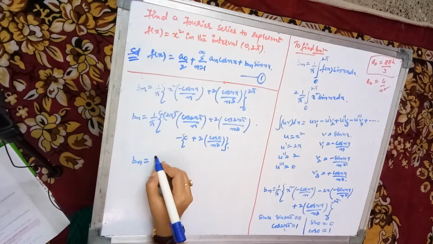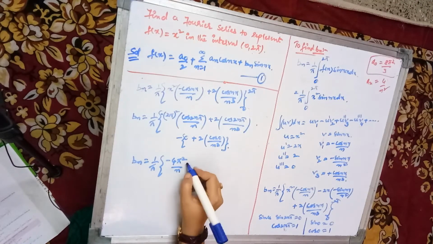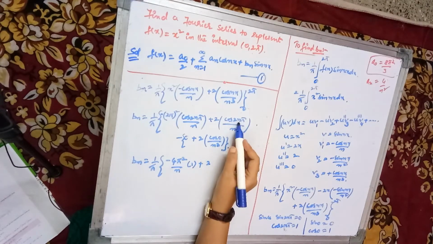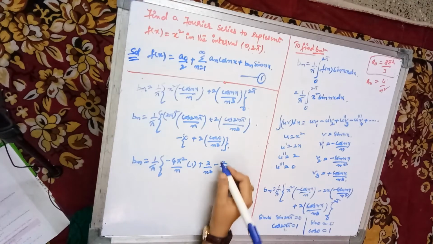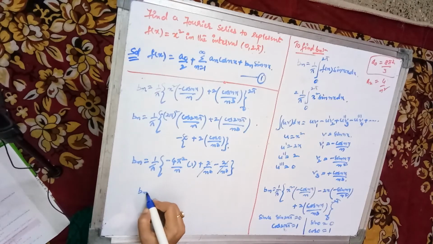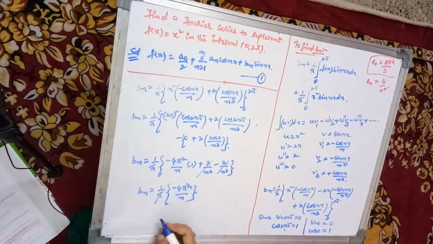Bn is equal to 1 by pi of minus 4 pi square by n into cos 2n pi value which is equal to 1, then plus 2 into cos 2n pi value equal to 1 by n cube, minus 2 by n cube. So this and this will get cancelled. Bn is equal to 1 by pi of minus 4 pi square by n. So this and this term will get cancelled. Bn is equal to minus 4 pi by n. The value of bn is minus 4 pi by n.